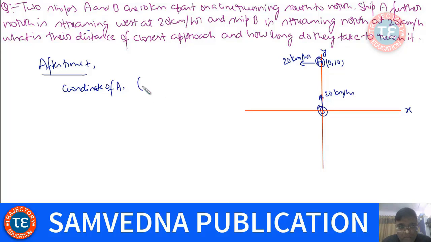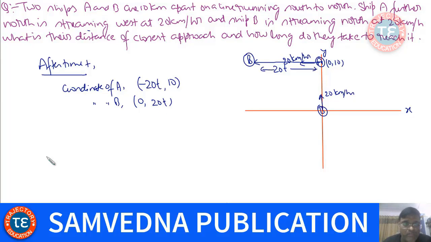The x coordinate will be how much? The x coordinate will be minus 20t. It will move by a distance of 20t, and the y coordinate will remain 10. And the coordinate of B would be what? The x coordinate will remain 0 and the y coordinate will be 20t.